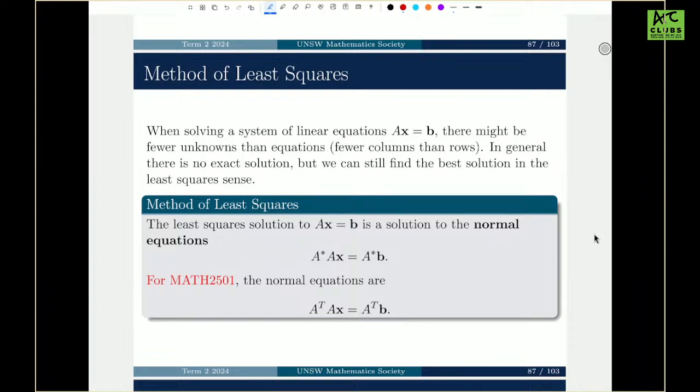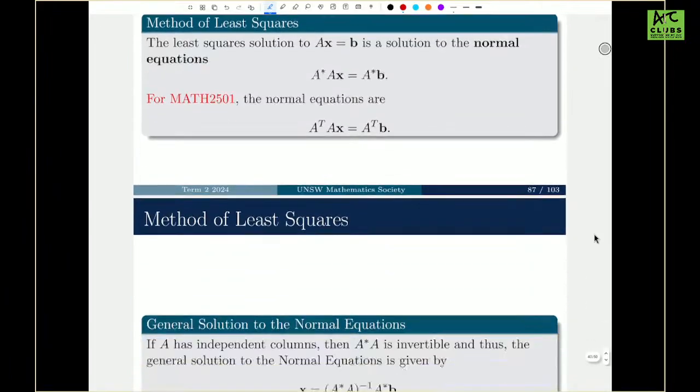Now, for Math2501, we only going to be dealing with real matrices. So A star, the conjugation, does nothing. We just have to worry about transposing it. It's a little bit yuckier when it's got complex valued stuff, but it's nothing too bad. So these are the equations that we want to solve.